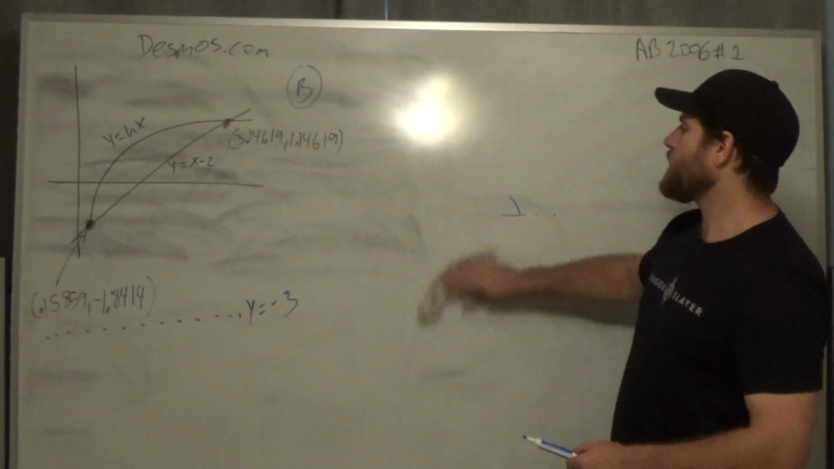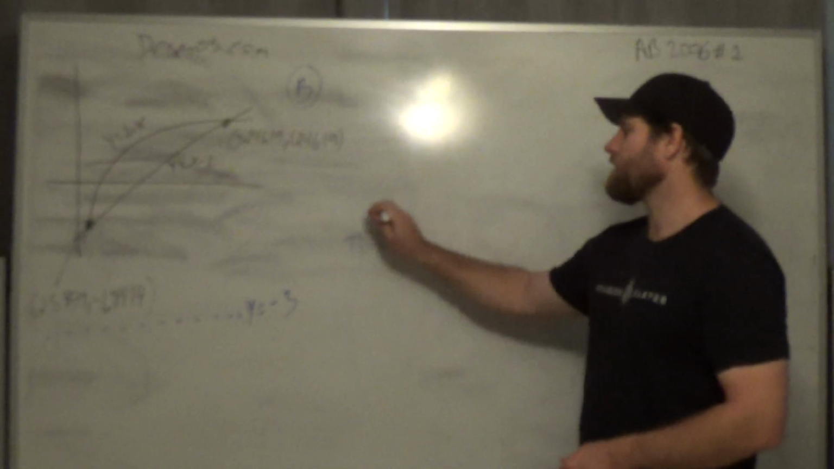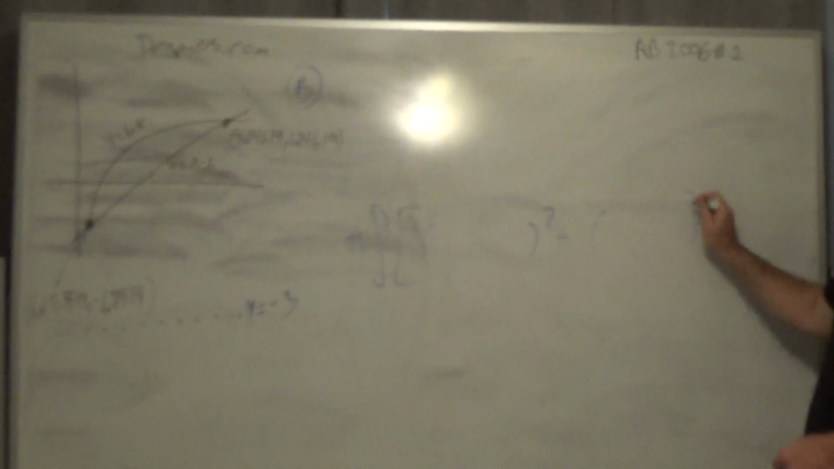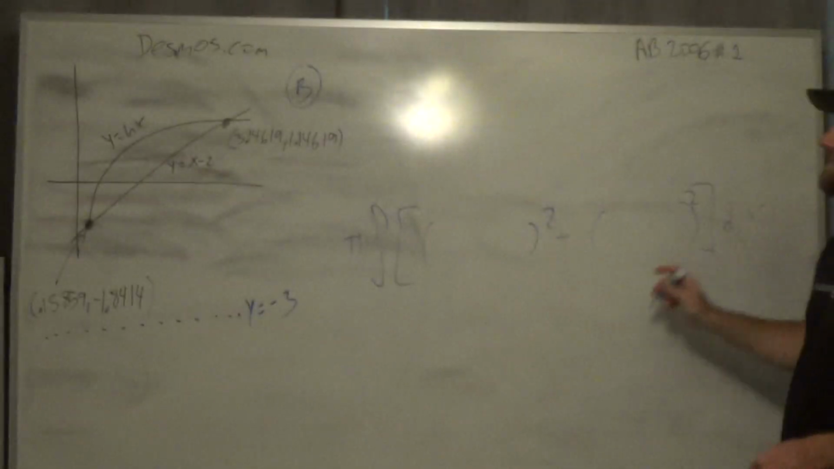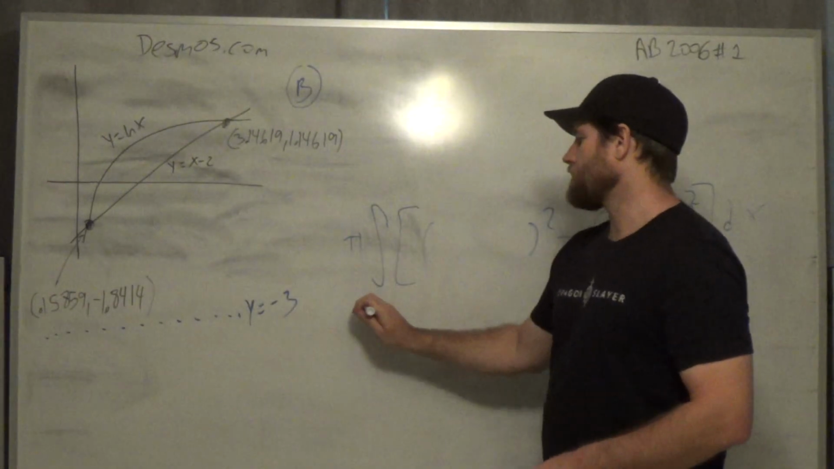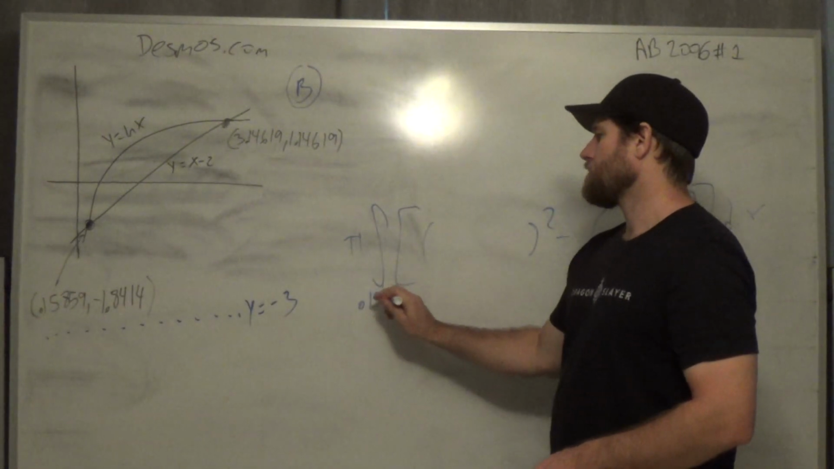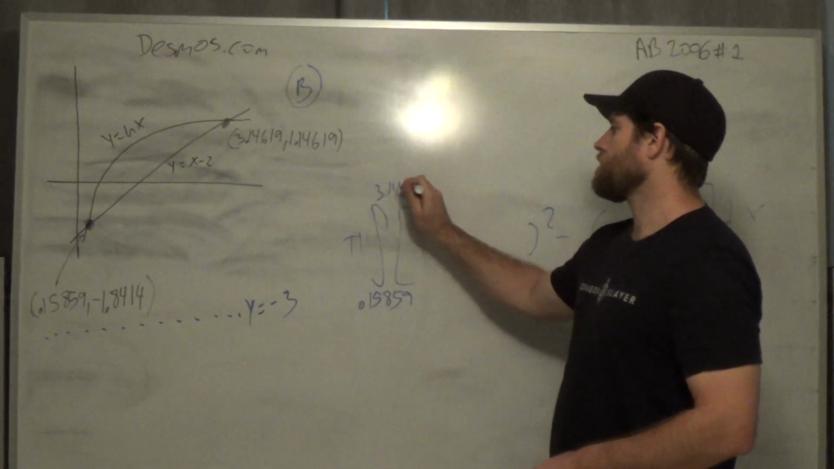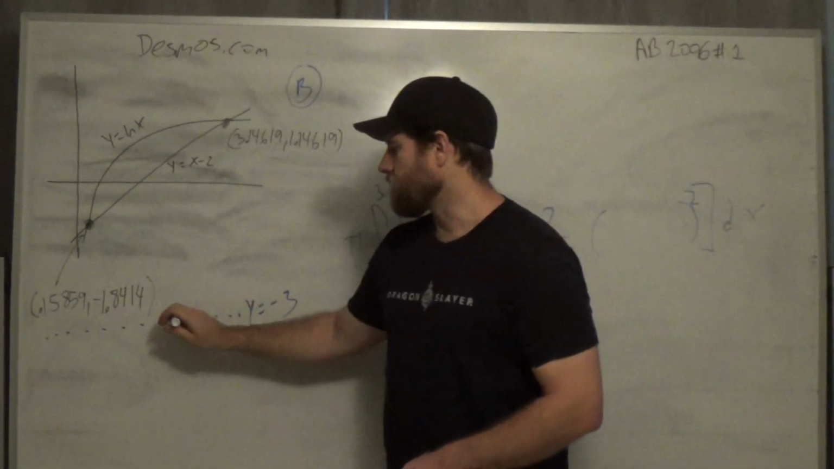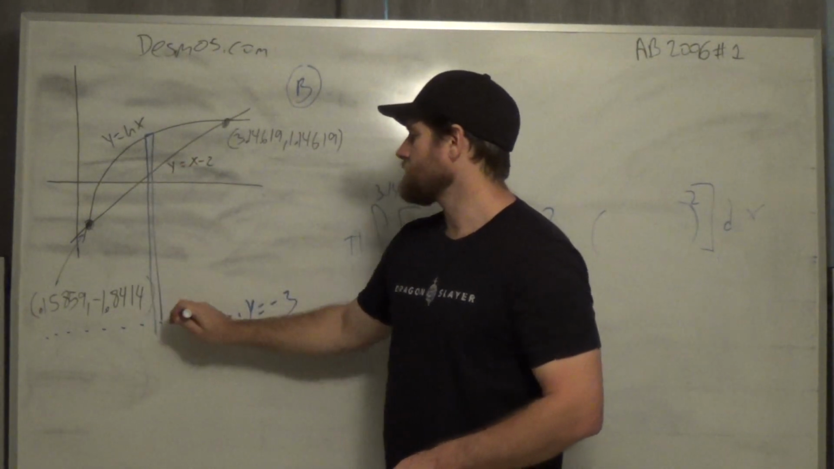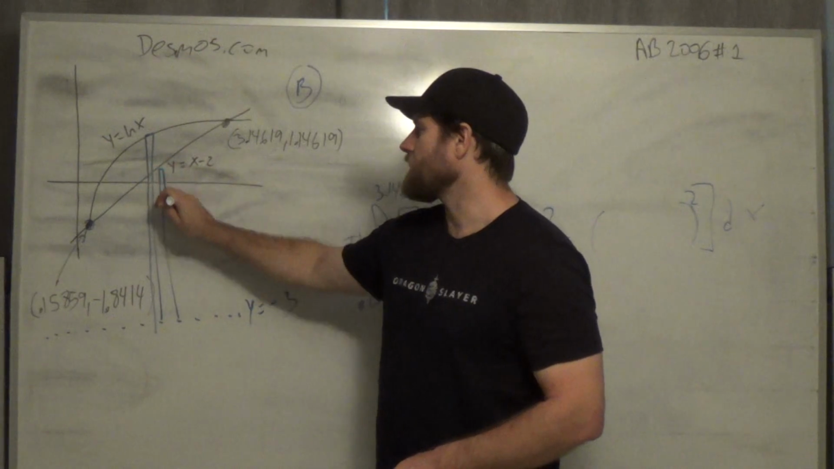If it's going to be a washer for part B, I immediately write out the shell of my washer problem. Pi outer radius squared minus inner radius squared dx. From what to what? So from this x-coordinate to this x-coordinate. And now I got to draw these out. So that's my outer radius, and this one is my inner radius.